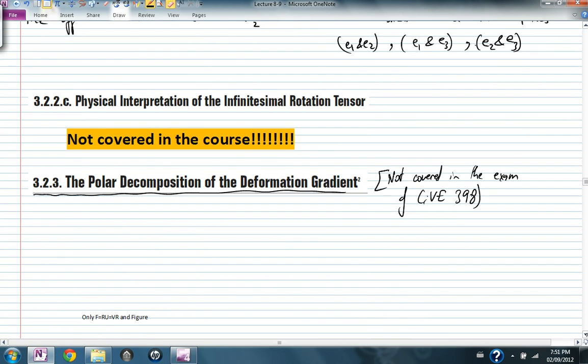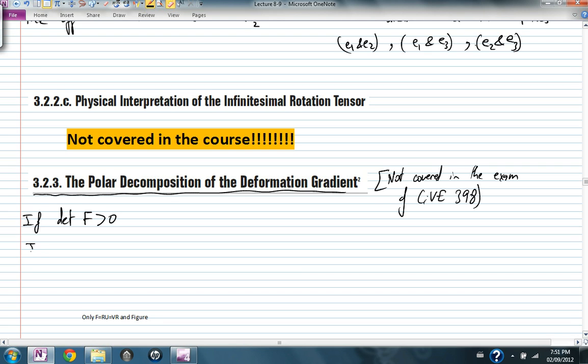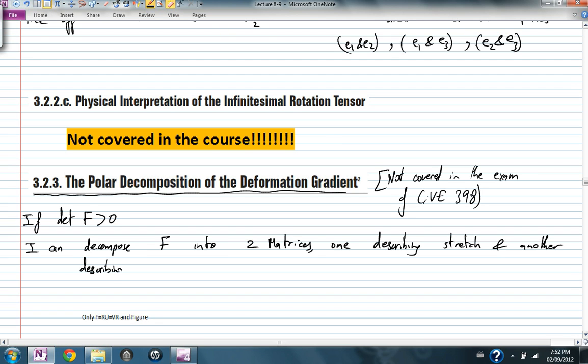I can always decompose any matrix F if the determinant of F is greater than 0. I can prove that I can decompose the matrix into two matrices, one describing stretch and another describing rotation.